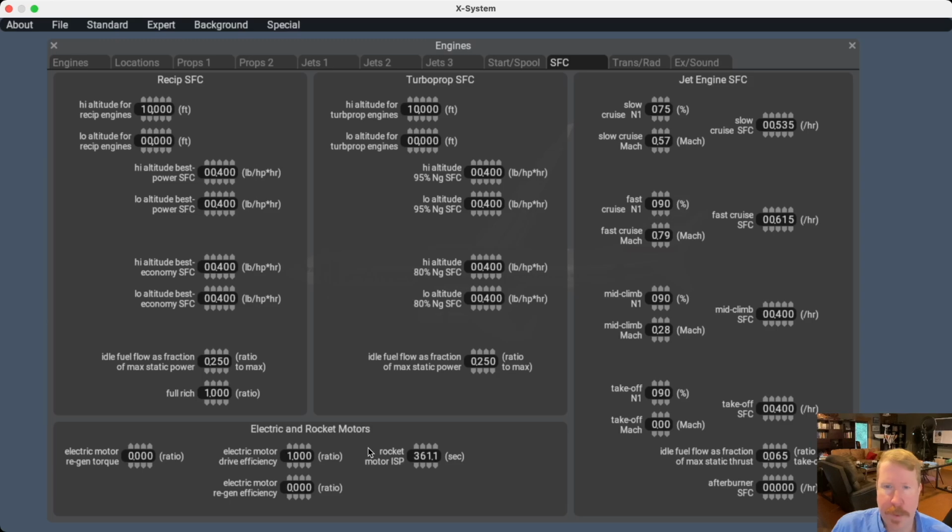And hopefully I've explained them all and you understand some interesting things about reciprocating engines where you adjust the fuel-air ratio for best power, best economy. Turboprop engines needing to run at a high RPM and having better SFC at a high RPM and worse SFC at a low RPM of the gas generator. And jet engines seeing different fuel consumption based on their N1, how fast their fans are turning, and their Mach number. Electric motors, you can see that for yourself. I don't need to explain it.